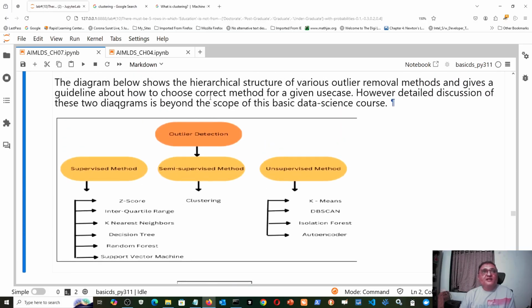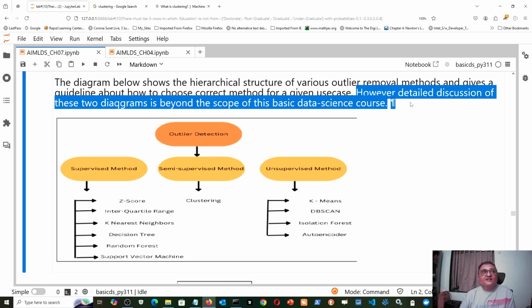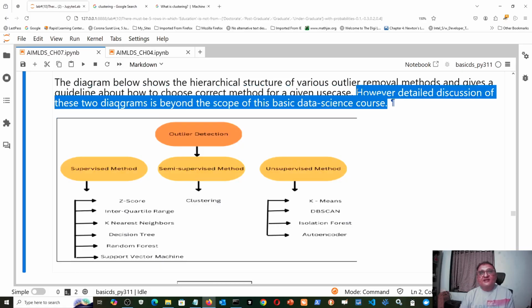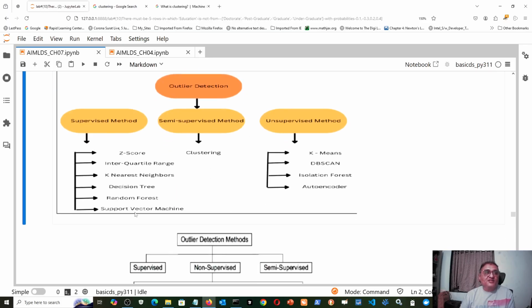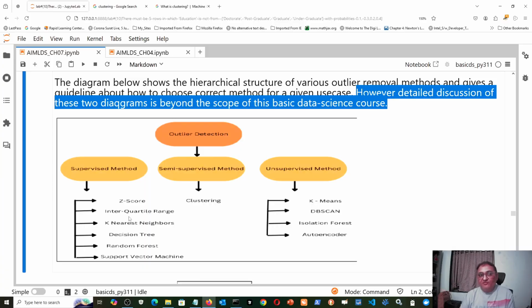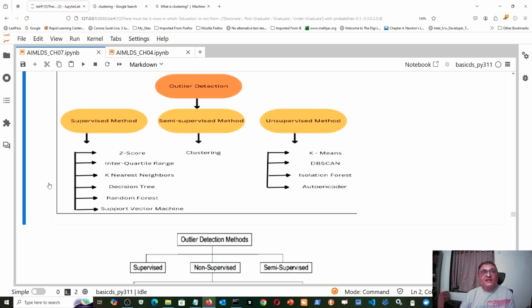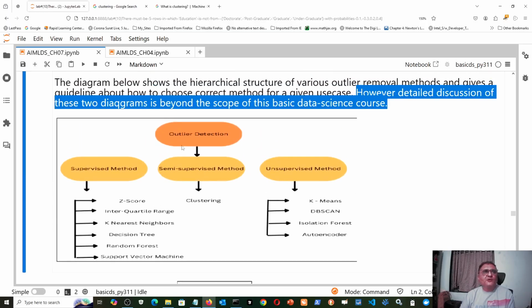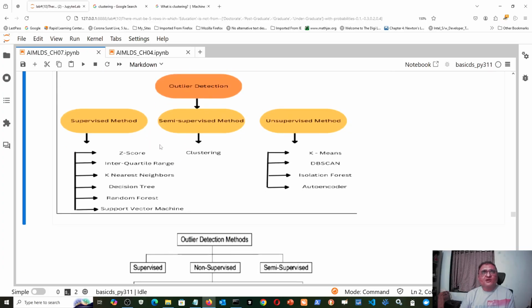Here I have written that this detailed discussion is beyond the scope of this course, but that is because I actually wanted this to be a basic data science course. Otherwise, now we will learn each and every one of these algorithms. Of course, we'll use them for a different purpose, not for outlier detection, but they can be used for outlier detection. So we'll learn each and every one of these. K-means also we will learn, DBSCAN also, and isolation forest also. Autoencoder perhaps we have not learned, or perhaps it is not there in your portion of this course.